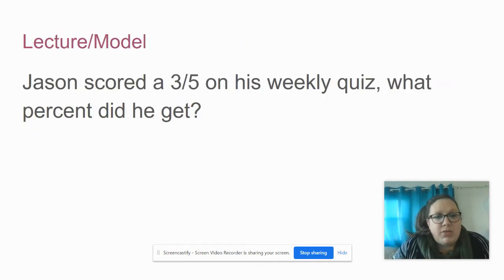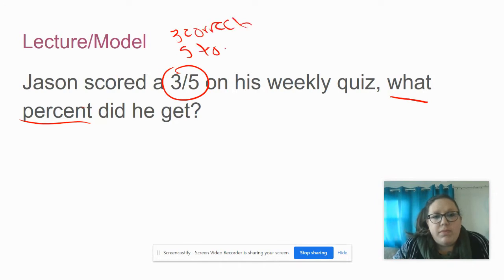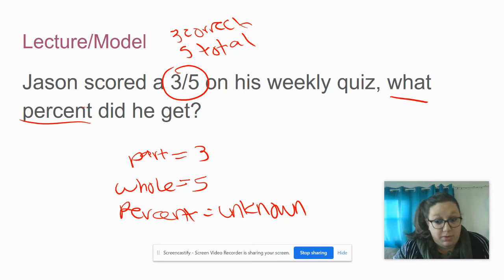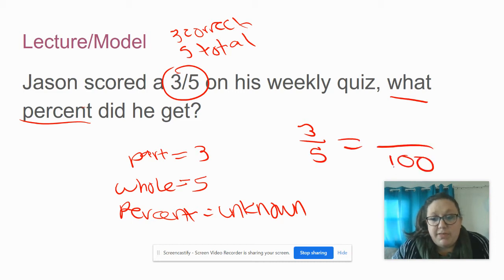Jason scored a 3 out of 5 on his weekly quiz. What percent did he get? So I'm going to break this down. A 3 out of 5 means he got 3 correct out of 5 total. So our part would be 3, our whole would be 5, and in this case the percent is the unknown, because that's what we're trying to find. It says what percent. So 3 out of 5 is going to equal something over 100, because remember, percents are always out of 100.